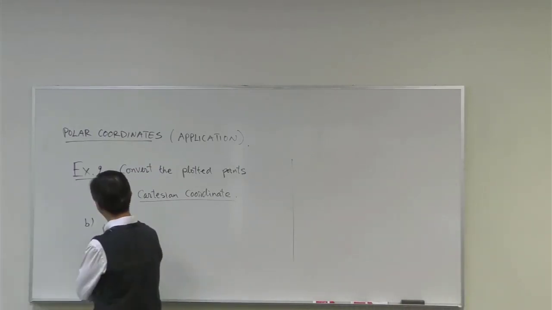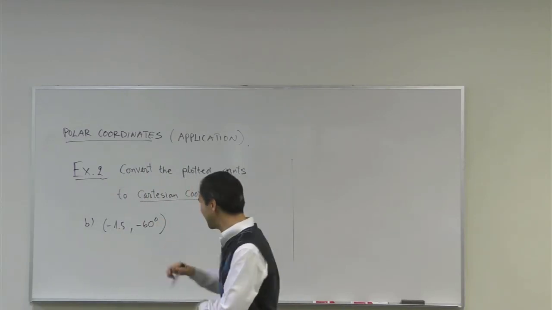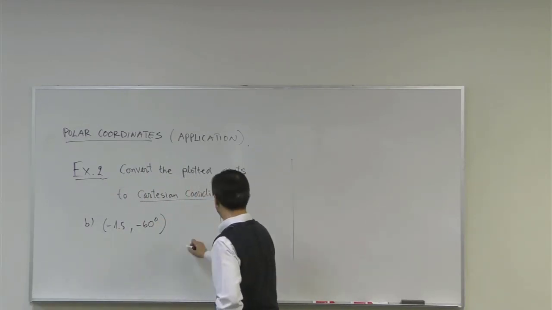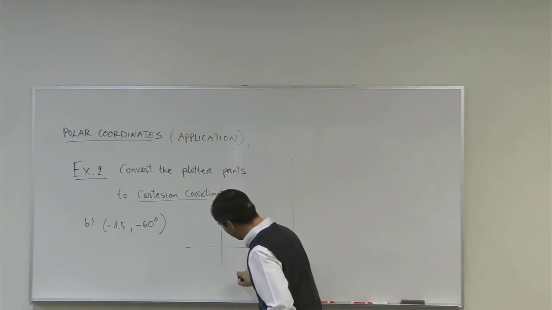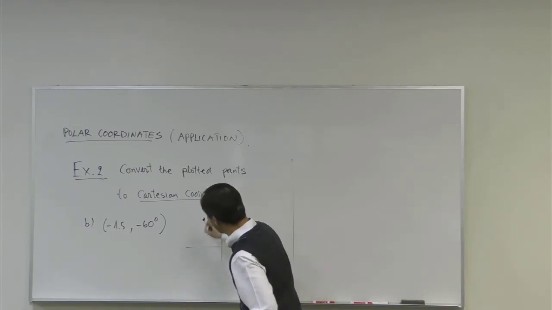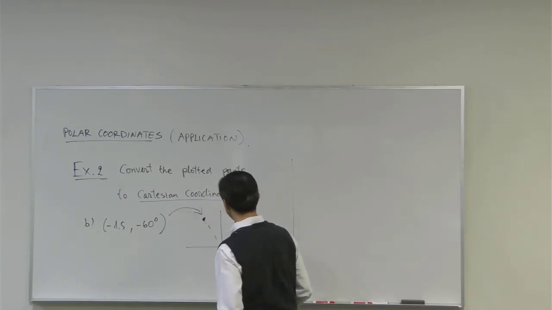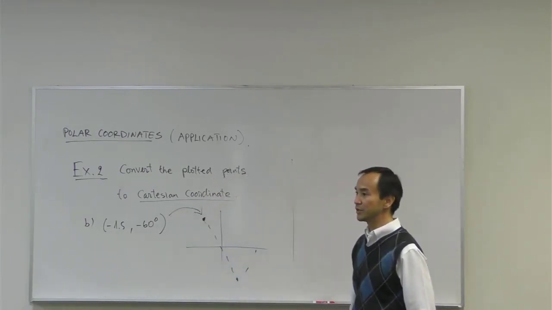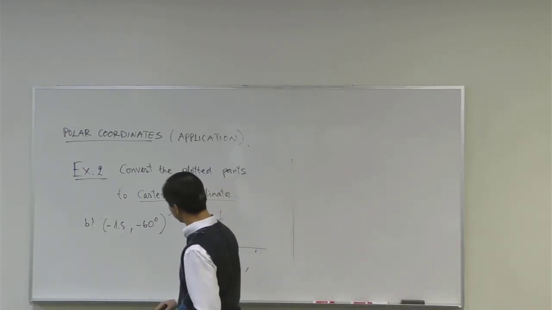What about negative 1.5, negative 60? The point itself, negative 60, we plotted it goes about like this, right? But instead of staying here, we go to the opposite side, see what I'm saying? So about the radius 1.5. This point was the one that we have chosen like that. Sounds good? So what x and y coordinates is that?